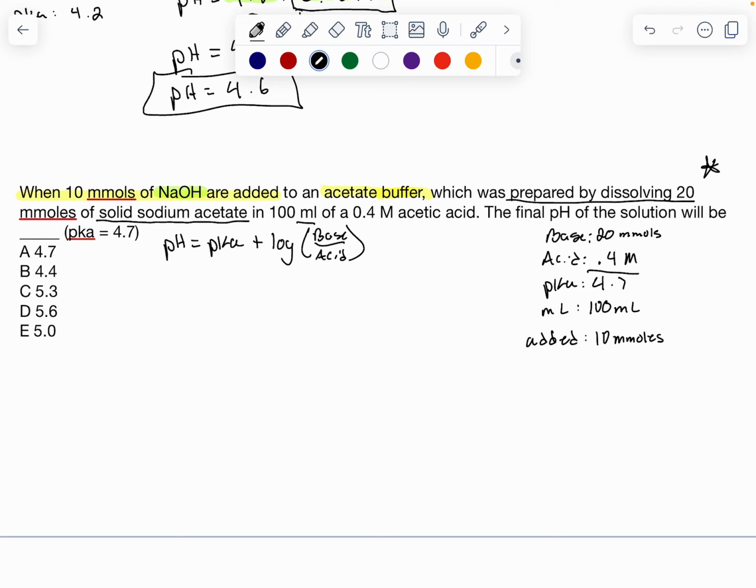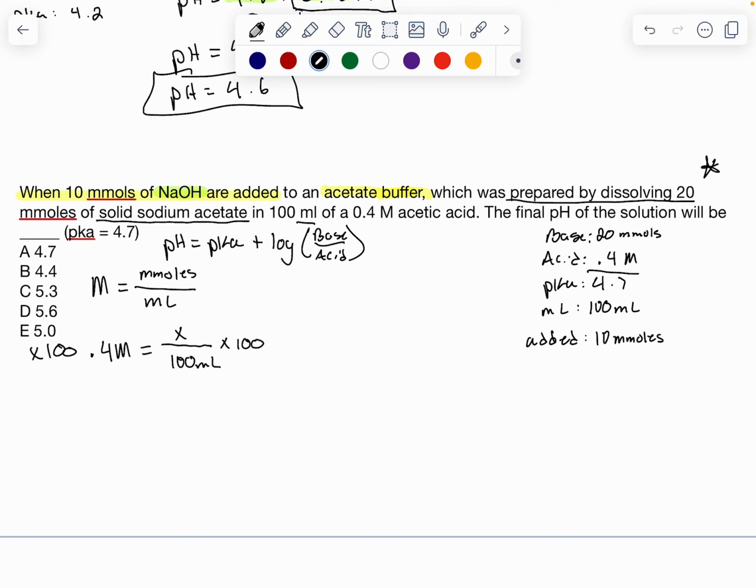We know that our conversion from molar concentration to millimoles is that molar concentration is equal to millimoles over milliliters. And would you look at that? We have a milliliter amount and we have a molar concentration. So 0.4 molar is equal to X, which is our millimoles, over 100 milliliters. So all we do right here is multiply by 100 on this side and on that side.